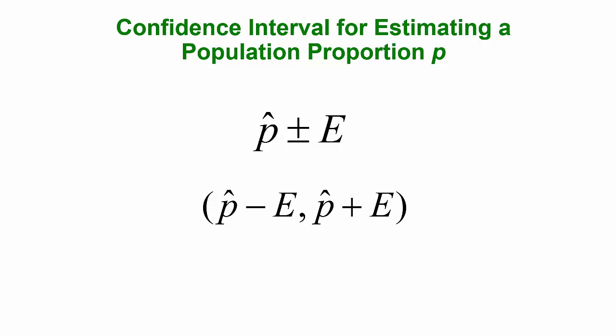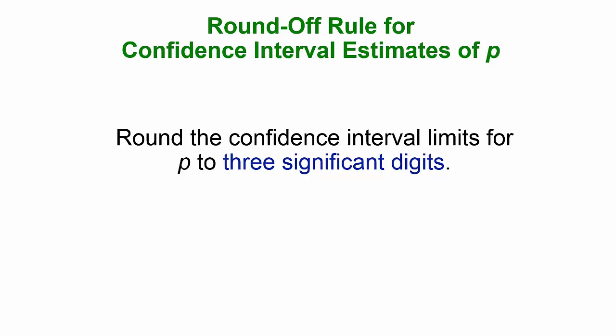You also could generalize this formula as p hat plus or minus margin of error, and you can write it as an interval. The round-off rule for confidence interval estimates of p tells us to round the confidence interval limits for p to 3 significant digits.